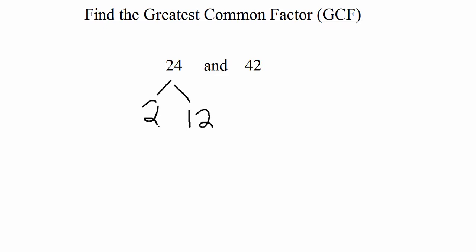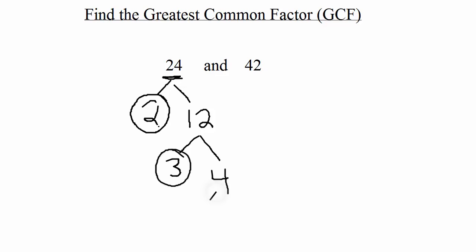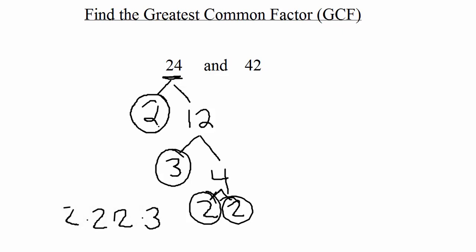Now, what we want to do is take a look at these two factors and think, are any of them prime numbers? Because what we're doing in a factor tree is taking our original number and breaking it down to a prime factorization. So taking a look at 2, 2 is a prime number, so I'm going to circle that. But 12 is not a prime number. I can break up 12 by doing 3 times 4. And I know that 3 is a prime number, so I'm going to circle that one. And 4 can be broken up to 2 times 2. So here I have a factorization of 2 times 2 times 2 times 3.